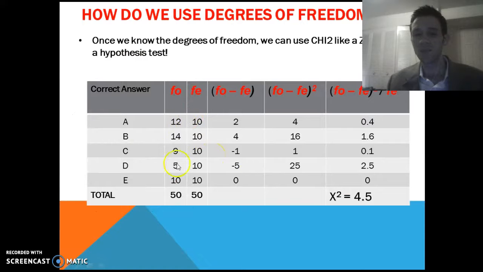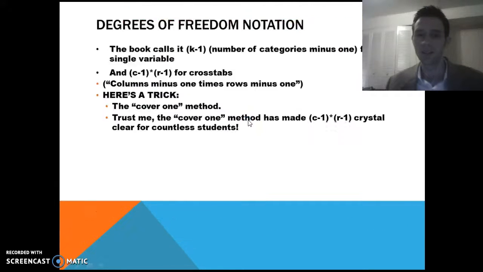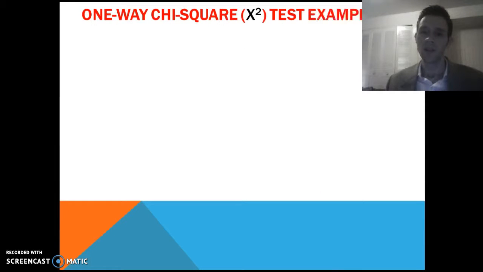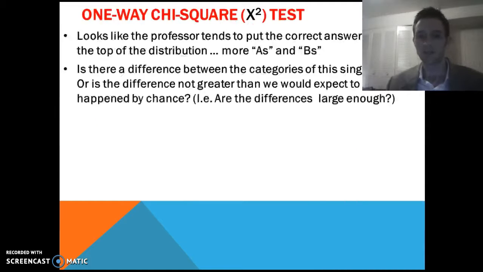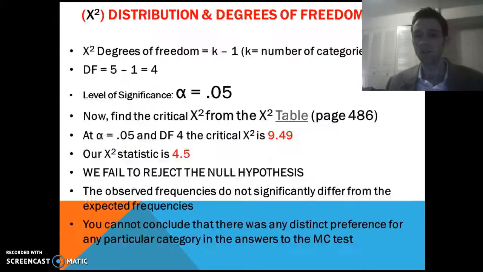And in this case, if you remember, we have 4 degrees of freedom. We need to know at least 4 of these in order for the last one to be determined, for us to know what the other cell will be. So we have 4 degrees of freedom. And if we look this up on the table, right? So our hypothesis test is an alpha level of 0.05. So we roll back to our table here. We're going to look this up, and we're going to see what critical value we need.